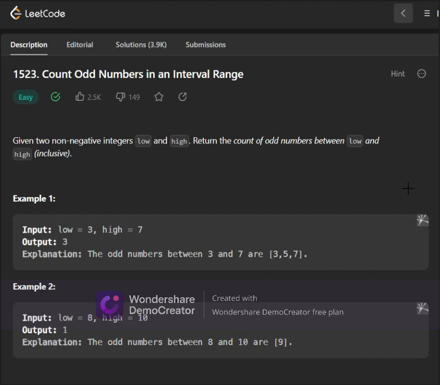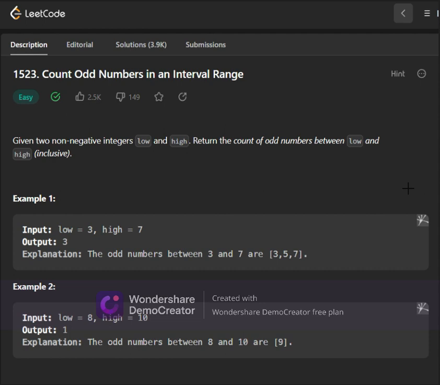Hello everyone. Let's go through a LeetCode problem in this video. This problem is serial number 1523 in LeetCode. It says count odd numbers in interval range. This is also the first problem of the programming skills roadmap in LeetCode.